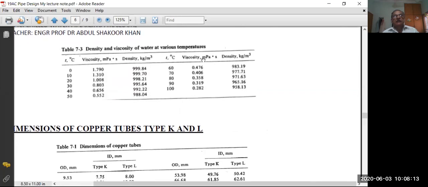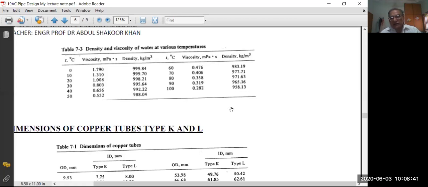There is density and viscosity of the water at various temperatures. You need this for calculation of the Reynolds number, and for calculation of delta P you will use the Darcy-Weisbach formula and the Colebrook formula. You need this density, and density depends on temperature. Temperature is mentioned from 0 to 100 degrees centigrade, and you can find in this table viscosity and density both.